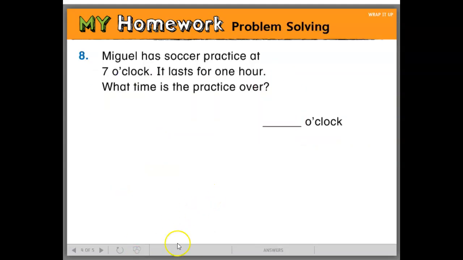All right, let's see if we can solve this problem. It says Miguel has soccer practice at 7 o'clock. It lasts for 1 hour. What time is the practice over? Okay, so he has practice at 7 and it lasts for 1 more hour. So at 7 o'clock plus 1 more hour would make 8 o'clock. So his practice is over at 8 o'clock.